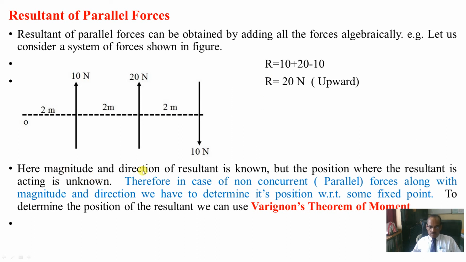Here the magnitude and direction of the resultant are known, but the position where the resultant is acting on this line is not. We know the resultant is 20 Newton, but where is it acting? Therefore, in the case of non-concurrent parallel forces, with magnitude and direction known, we have to determine its position with respect to some fixed point. Let us take O as a fixed point. To determine the position of the resultant, we can use Varignon's theorem of moments.